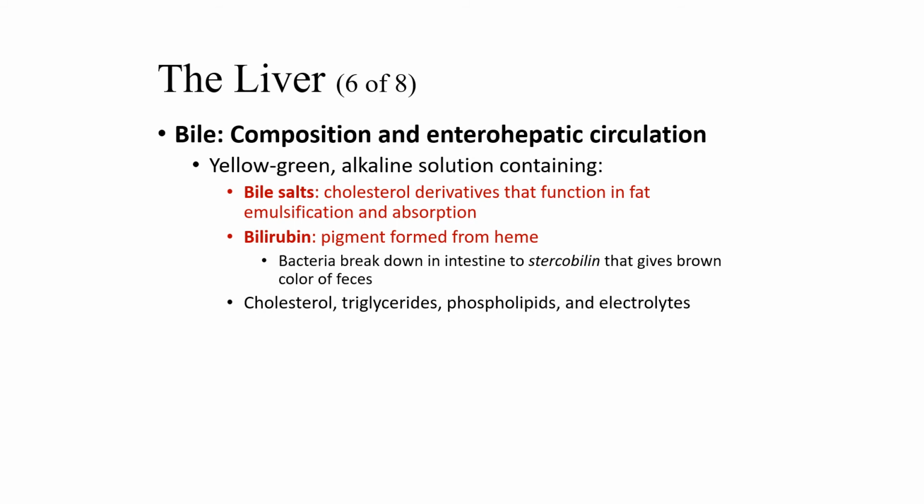It also forms bilirubin, which bacteria in the gut will break down into stercobilin, and that gives our poop its brown color. So if your poop ever goes white and you haven't had any kind of test done, that means your gallbladder is either clogged with gallstones or your liver's not producing bile. Yeah, don't want that.